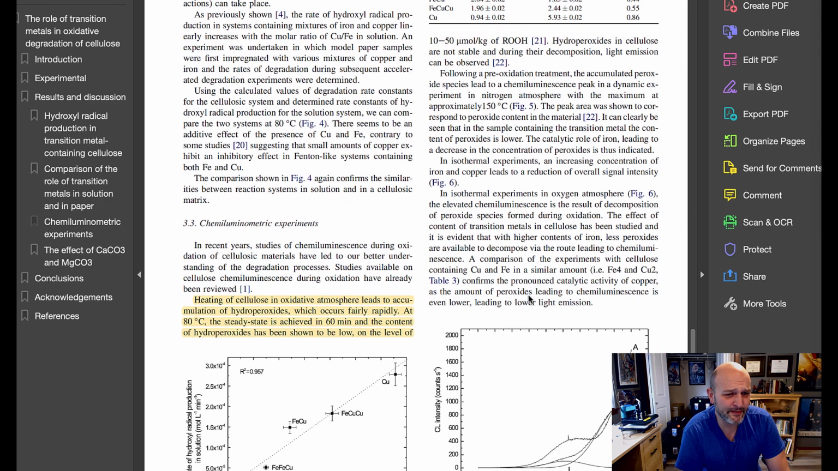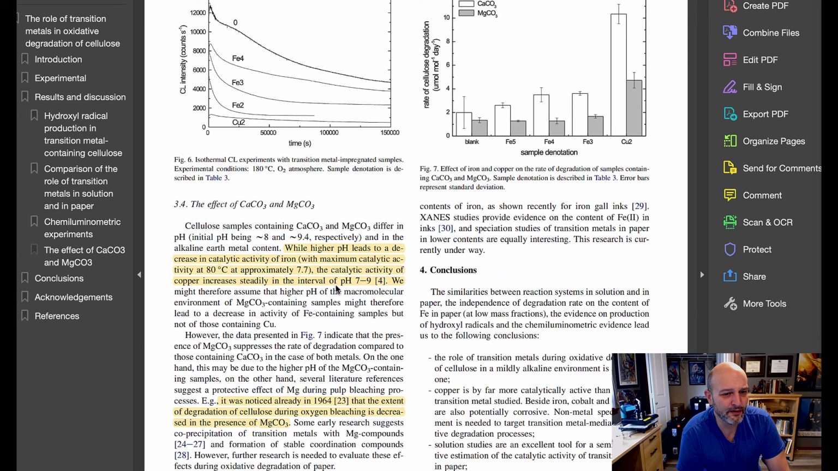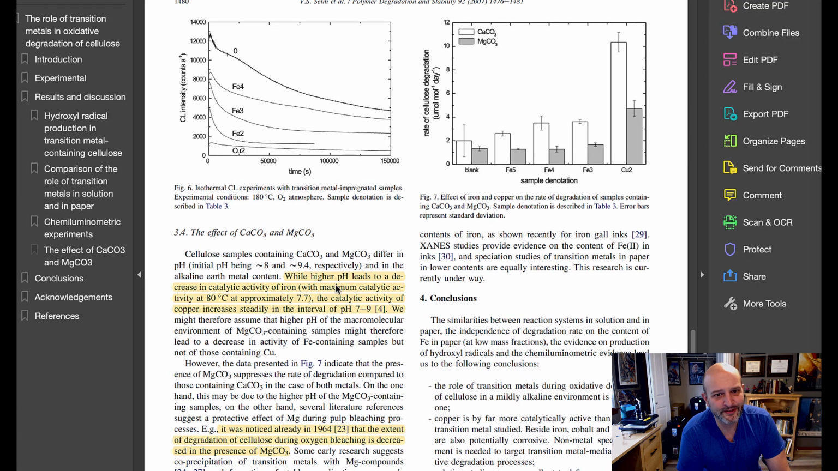And then we read here that heating of cellulose in an oxidative atmosphere leads to accumulation of hydroperoxides, which occurs fairly rapidly. So when you're pressing your books, think about that. But in that short order of time, I'm not that concerned about it as I am about where they're stored in your house over long periods of time. At 80 degrees Celsius, the steady state achieved is 60 minutes, and the content of superoxides has been shown to be low. So less than an hour, it's not that big of a deal, basically.